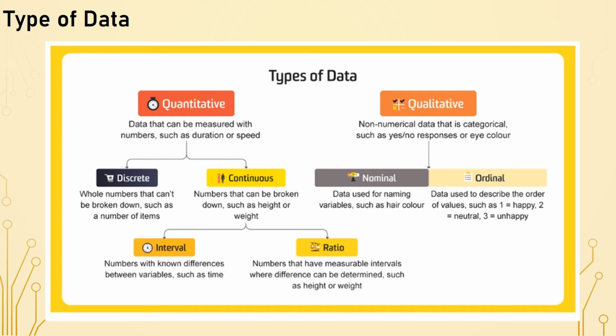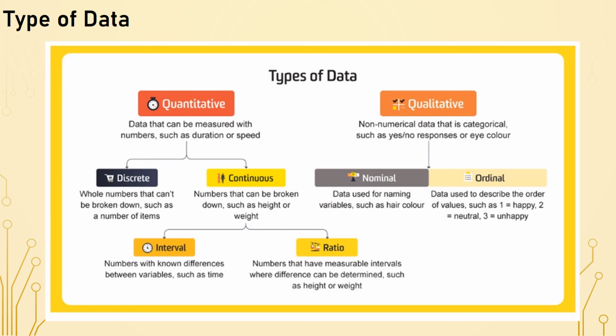So in that category you will have two types. One is interval, so the numbers can be broken, but the difference will be a known difference, like time. It will be broken as each 1 minute and 5 minutes, in such a way. The differences between the numbers will be known to each other. The second one is ratio, which has measurable intervals that can be determined, but that is not a known one, that can be determined further, like height, weight, etc.